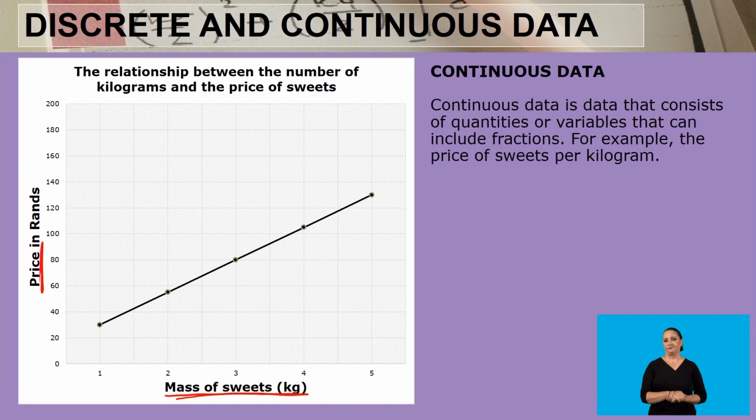We can absolutely have fractions there, because when we're talking about mass, it does not necessarily have to be in whole numbers. We can say that we have 1.5 kilograms of sweets. And when we're talking about price, it doesn't necessarily just have to be your 1 rand and your 2 rands, but we can have our sweets at 1 rand 20 cents. And that, of course, includes fractions in our quantities. So that is an example of continuous data.